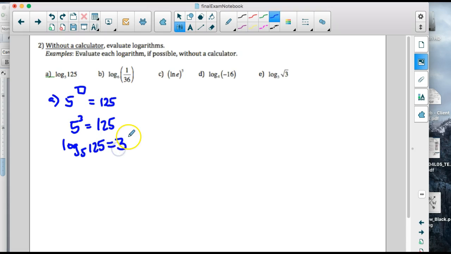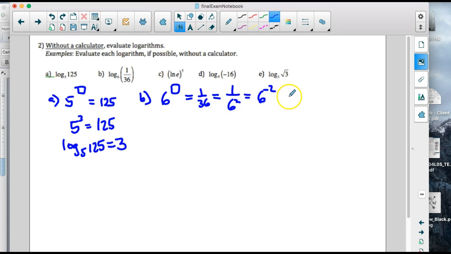It equals the exponent. All right, in part B, same thing. We're going to go 6 to what power equals 1 over 36. So the thing is, you have to write this as a power of 6. So this is actually 1 over 6 to the second power, because 6 to the second power is 36. And since the reciprocal of that is our answer, that's going to be 6 to the negative second power. Negative second because it's in the denominator here.